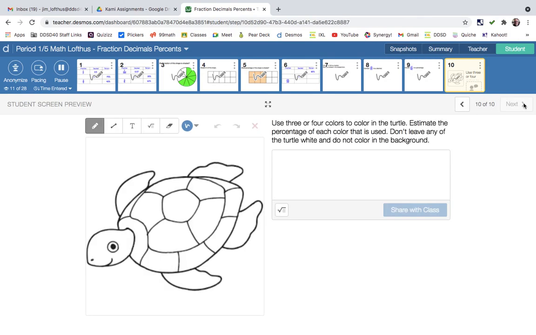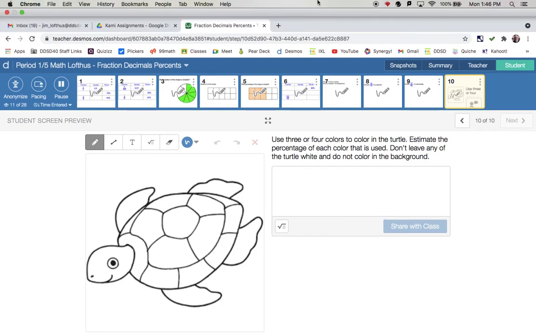And last one, just go ahead and have fun coloring this in, and then put over here what percentage you estimate you colored in each color. And that is a recap for Monday, April 26th.